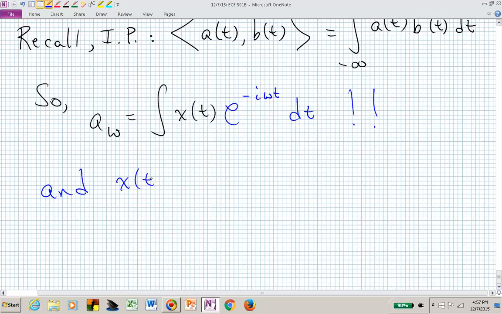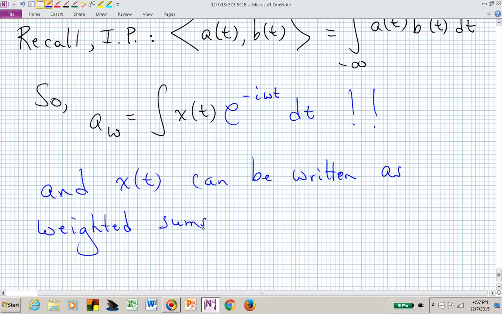And x of t now can be written as a linear combination of these a's. And x of t, remember, a's are just the scaling of x in the direction of that eigenfunction. And x of t can be written as weighted sums. The weightings are these a of omega's, or a sub omega's, and those are applied to the eigenfunctions u of omega.